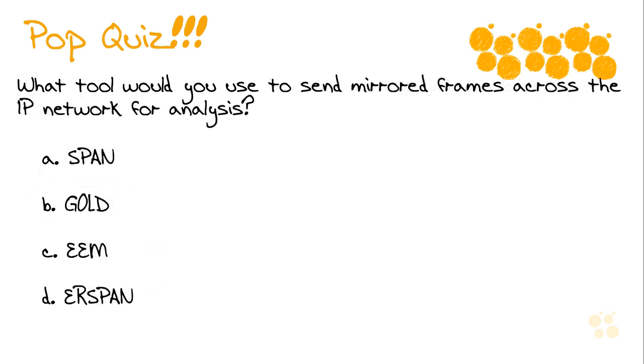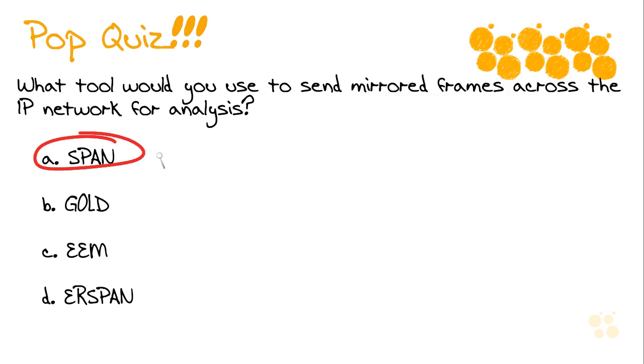And one more, what tool would you use to send mirrored frames across the IP network for analysis? Again, you're moving too fast in the exam, you go, oh, that's easy. Mirrored frames, that's SPAN. And you miss the question. You might even, heaven forbid, get to the end of this particular exam and then fail based on your just very, very too quick answering of the question. So I want you to slow down in order to speed up.